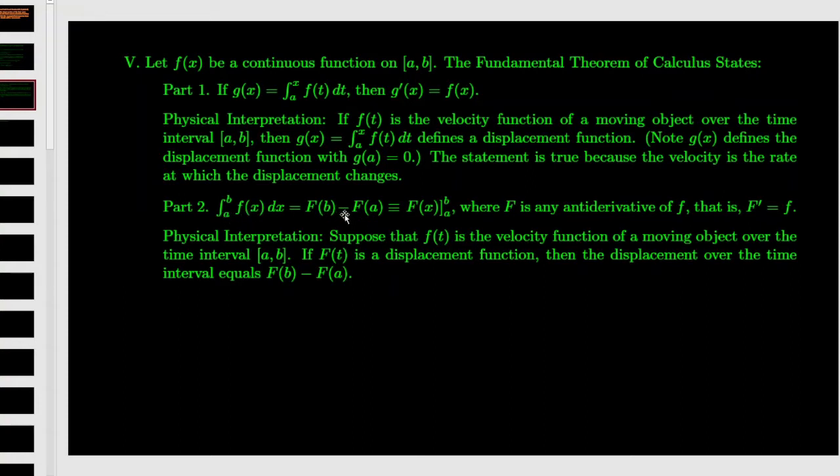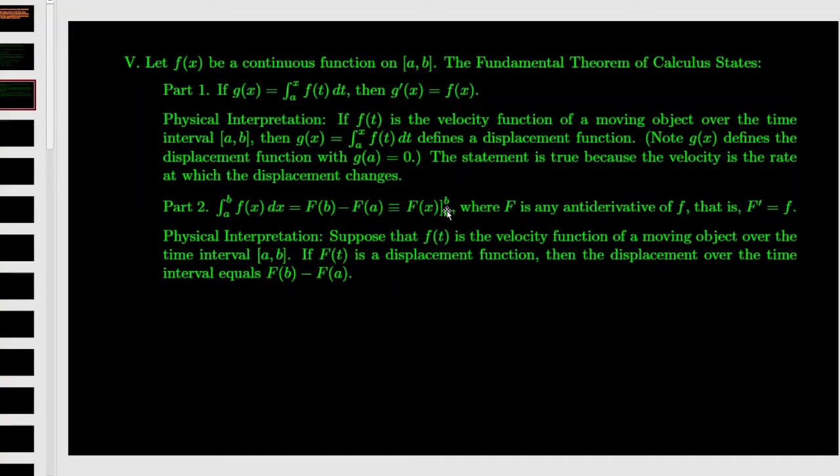And then you evaluate the antiderivative at the upper limit of b, and evaluate the antiderivative at the lower limit of a, and then you subtract the two values of the antiderivative. A symbolic notation is that notation. So this means the difference between two values of the antiderivative. This is mainly used to evaluate the integrals.